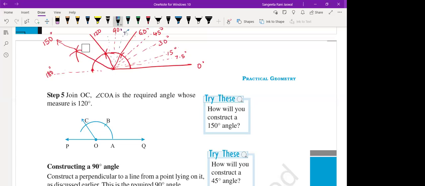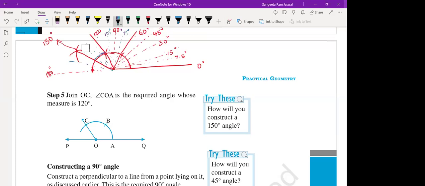So like this, you can get so many angles. Between 90 and 120, there is 30 degrees. So half of 30 will be 15. So 90 plus 15 more will be 105 degrees. So like this, you can get different angles. In between these two, you will get some angle. In between these two, you will get some angle. And if you bisect these two, you will get some different angle here.